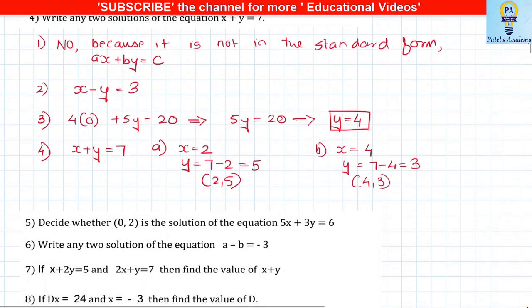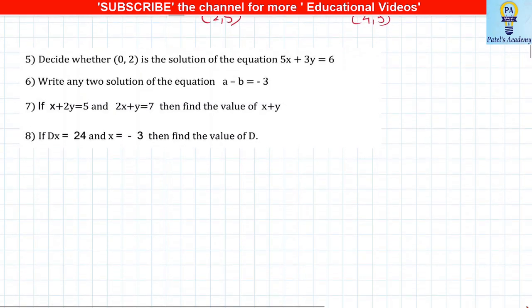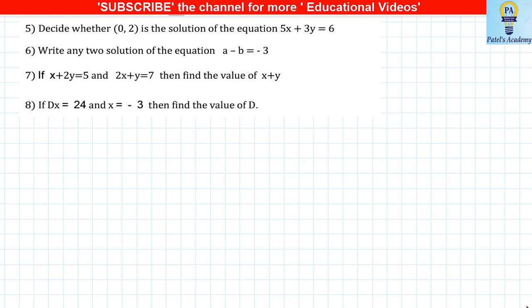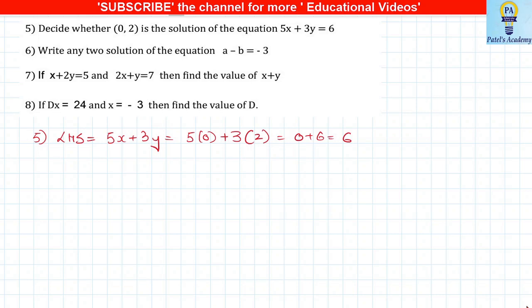Okay, now let's see sum number 5. Okay, decide whether 0 comma 2 is the solution. So we have to decide, we have to check. So we have to do LHS RHS. So LHS is 5x plus 3y. Now the value of x is 0. So 5 into 0 plus 3. The value of y is 2. That is 0 plus 6 is 6. So if you see on the right hand side also, yes, it is 6. So your answer is yes. Yes, 0 comma 2 is the solution.